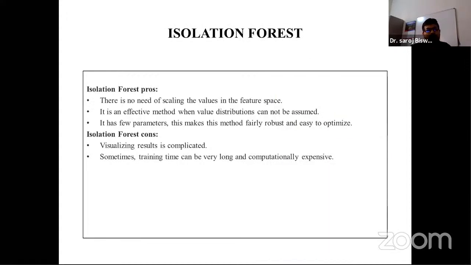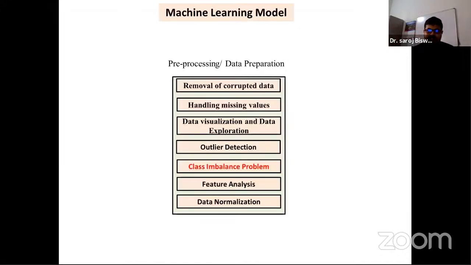I'm not going to discuss those things. I'm going to give you the slide, so you can see the benefits and the disadvantages of isolation forest. Fine. So isolation forest is done.